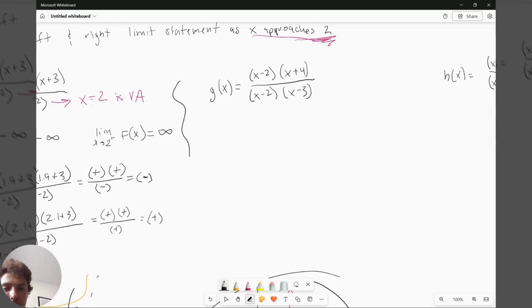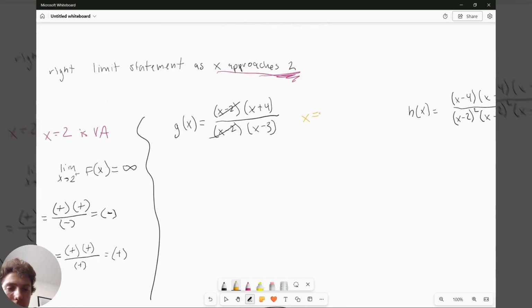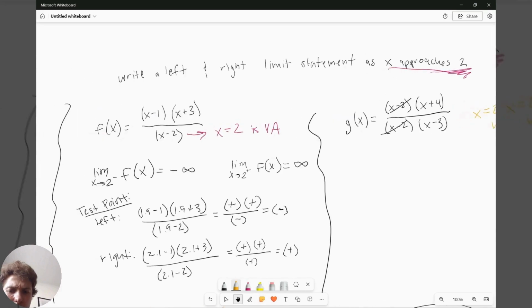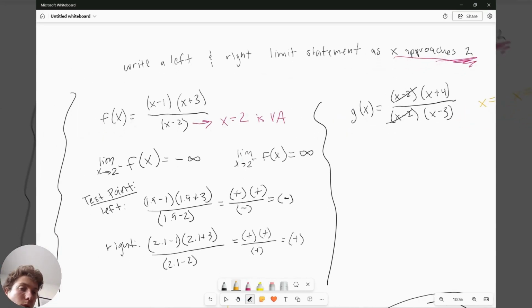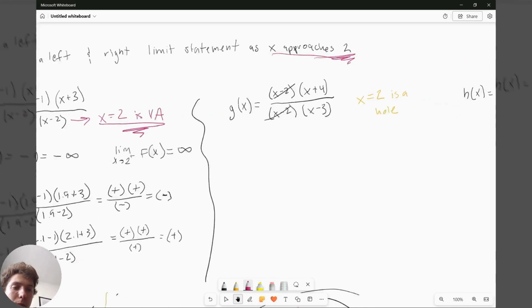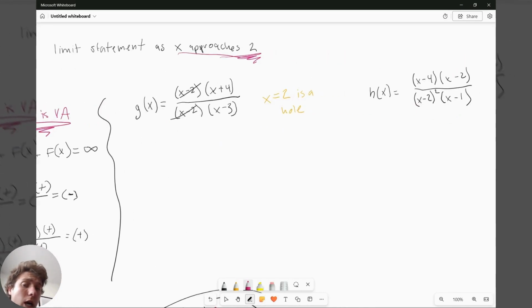This time, we're going to be discussing a hole. Notice x minus 2 does cancel. So x equals 2 is a hole. Well, in this last one, we needed to test whether our function was positive or negative to figure out which infinity it goes to. The reason we had to do that is because x equals 2 was a vertical asymptote. But since x equals 2 is a hole on this one, we know that we're going to get some sort of value. So I don't care whether I get a positive or negative. I care about the actual number now.